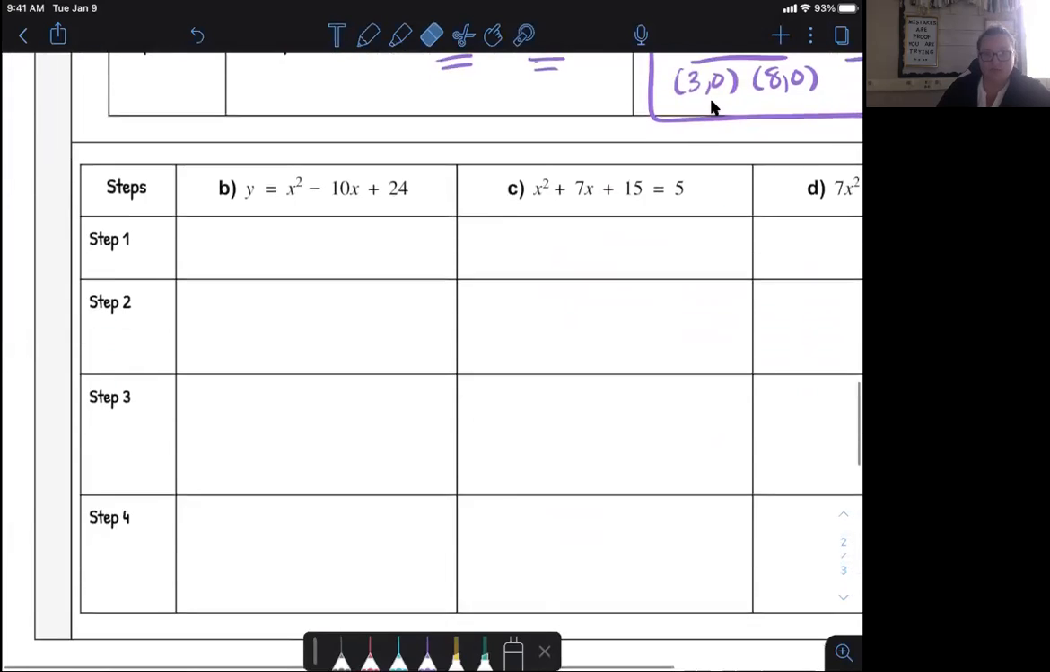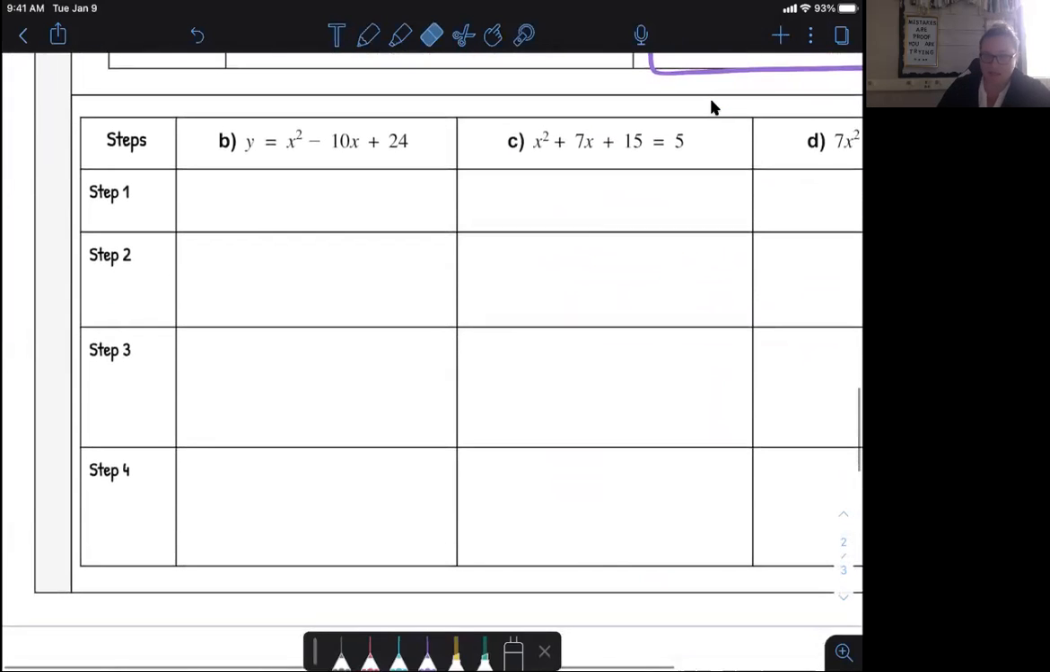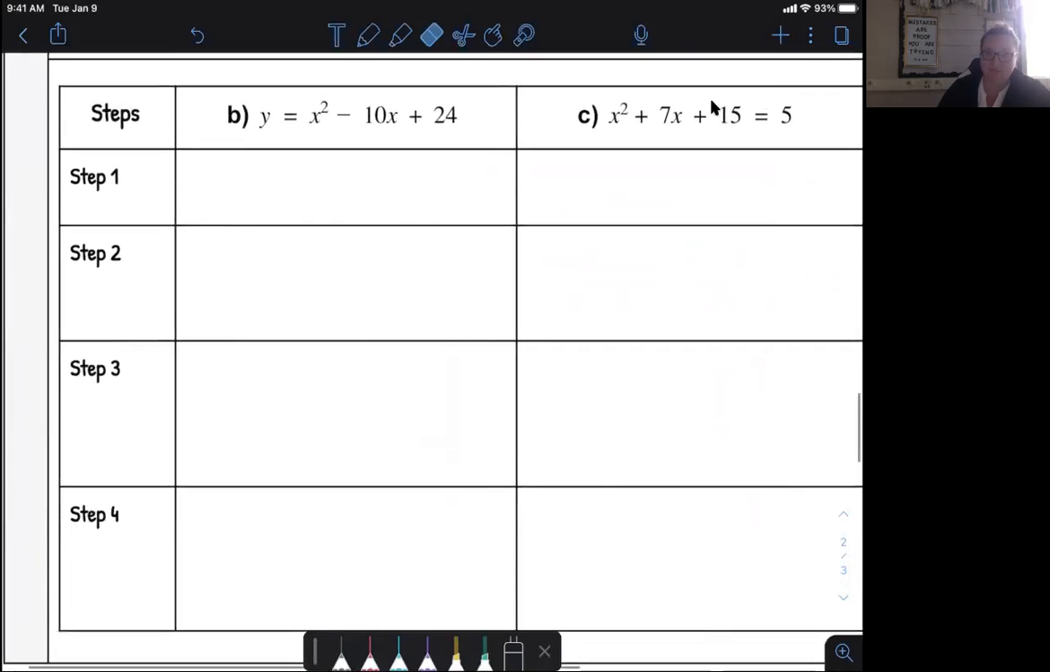All right, so y equals x squared minus 10x plus 24. I'd like you guys to actually do step 1 and step 2 by yourselves. Step 1, replace y with 0. Step 2, factor that right-hand side. Go ahead and give it a shot. Press pause and then press play when you're ready to check your work.